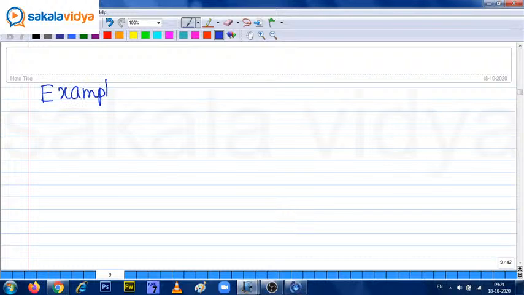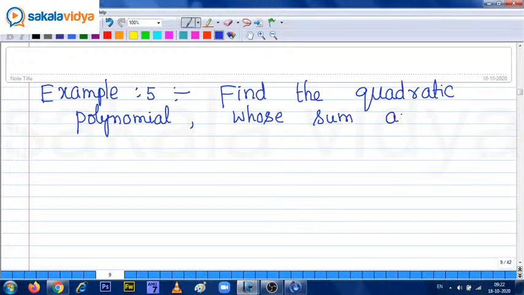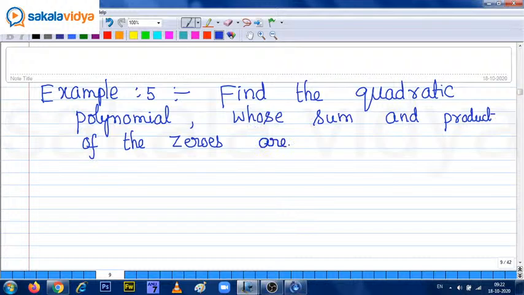Example 5. Find the quadratic polynomial whose sum and product of the zeros are minus root 3 and 2 respectively.